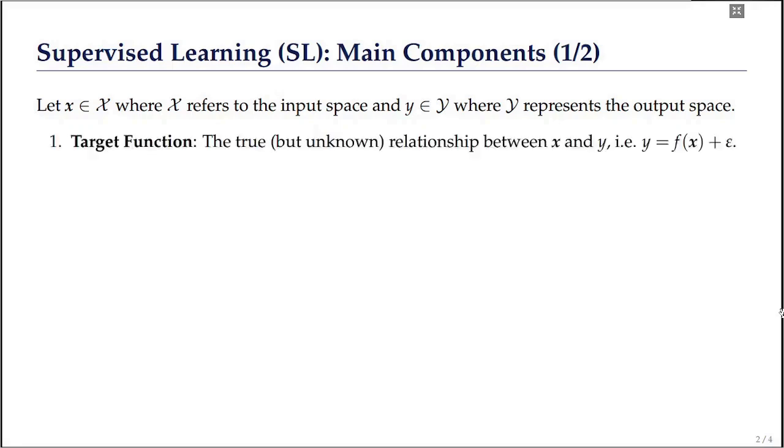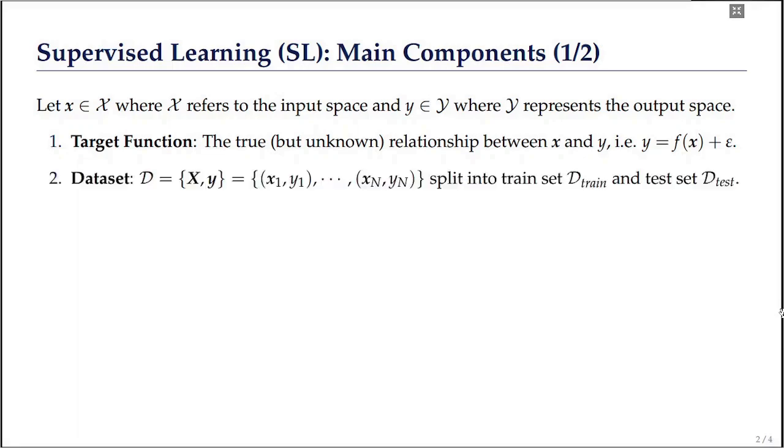As a result, the first main component of supervised machine learning is the target function, which represents the true relationship between the inputs x and the output y, or the model y equals f of x plus e. However, this model or the true relationship between the inputs x and the output y is usually unknown.